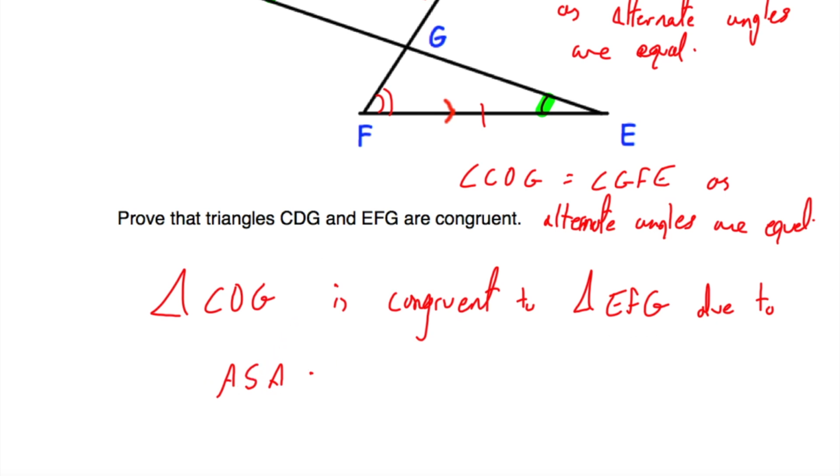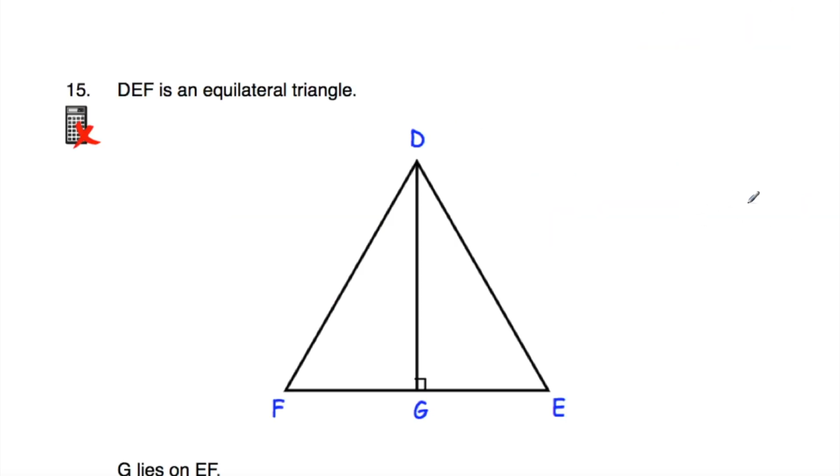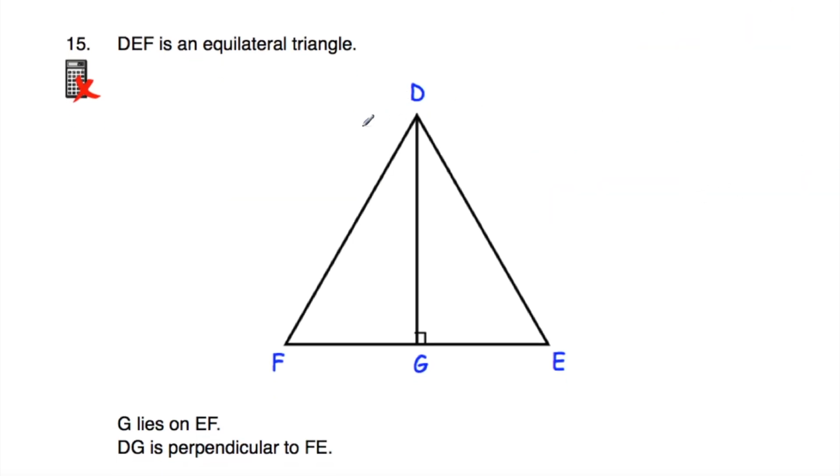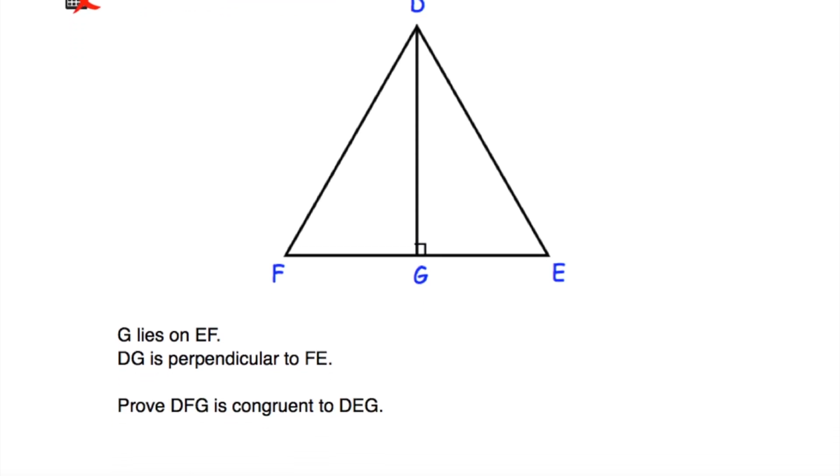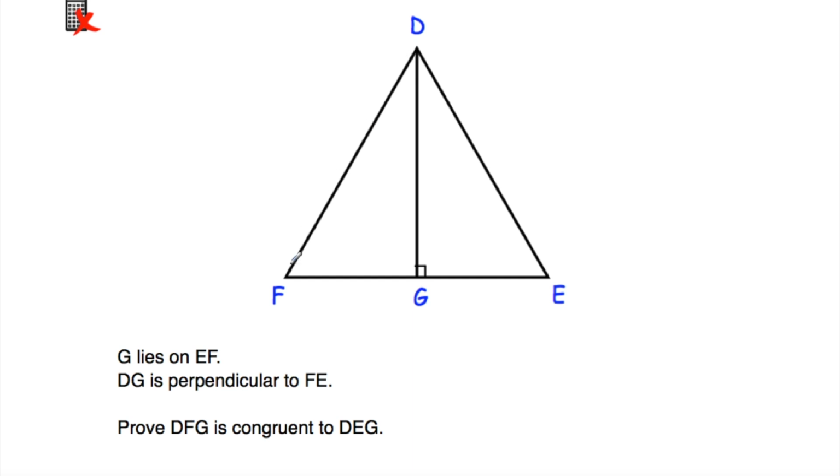And that's it. Okay, let's look at our next question, question number 15. We're told that triangle DEF is an equilateral triangle, and the point G lies on EF, and that DG is perpendicular to FE. So in other words, they meet at 90 degrees, like so. And we've been asked to prove the triangle DFG is congruent to triangle DEG. So we want to prove that these two triangles are congruent to each other.